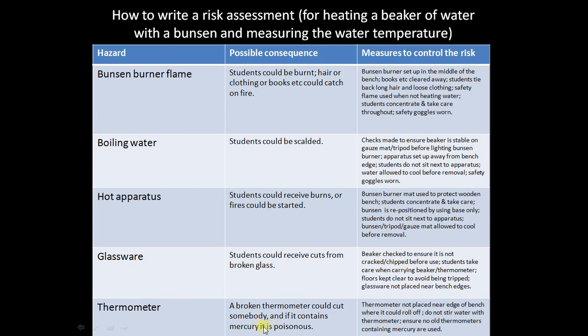Now, in a full risk assessment, you must write down the various measures which you're using to control each hazard. So for example, if we look at the Bunsen burner flame, you must make sure that the Bunsen burner is set up in the middle of the bench. You must make sure that your work area, books, etc. are cleared away. You've got to make sure that long hair is tied back, loose clothing is somehow tucked away. You've got to make sure you're using a safety flame when you're not actually heating the water so students can see the flame, and you've got to make sure that students are concentrating and taking care throughout.